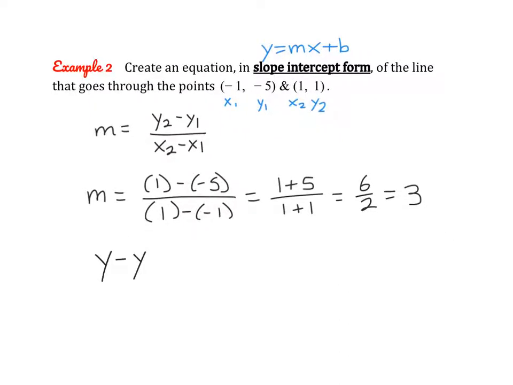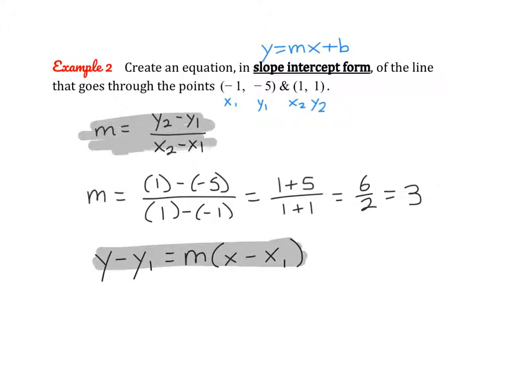So y minus y1 equals m times x minus x1. So here I am using point slope form, and up here I use the slope formula. Okay, let's do our substitution. y minus, I can see way up here, y1 is negative 5, equals m, which is 3, times x minus x1, which I see labeled is negative 1.